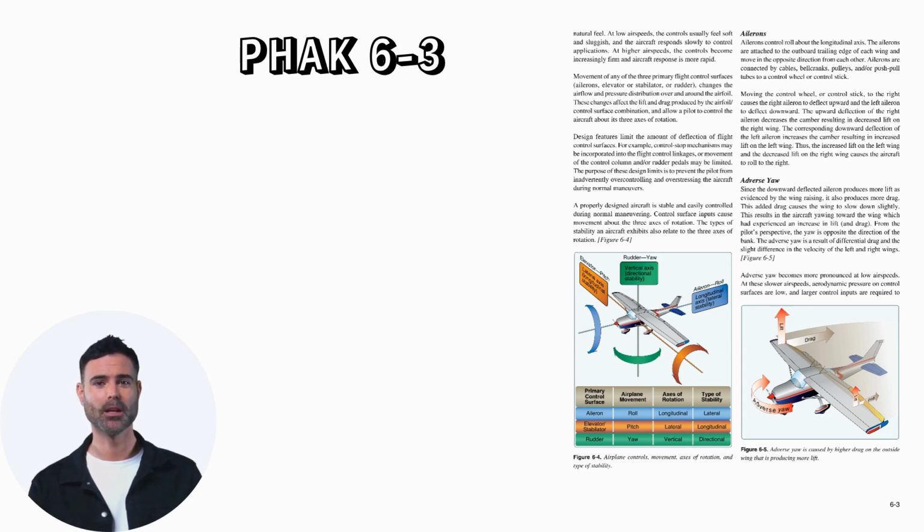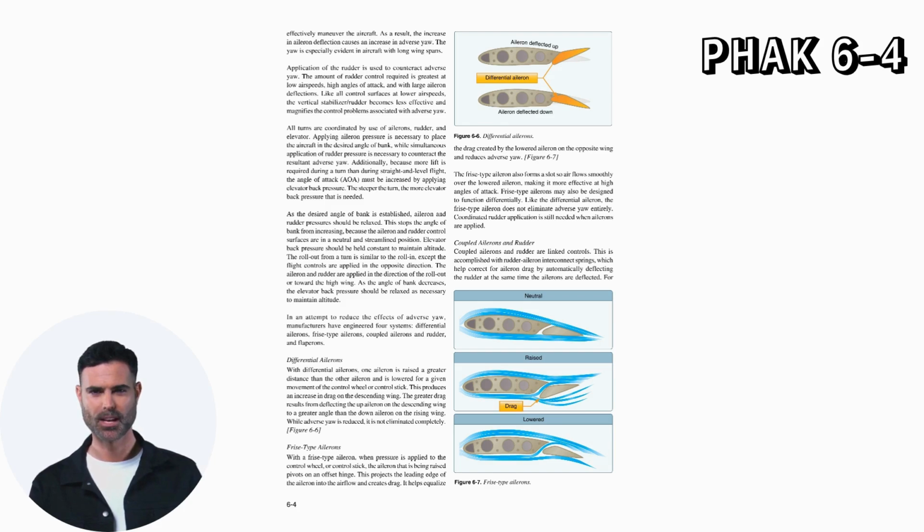The adverse yaw is a result of differential drag and the slight difference in the velocity of the left and right wings. Adverse yaw becomes more pronounced at low airspeeds. At these slower airspeeds, aerodynamic pressure on control surfaces is low, and larger control inputs are required to effectively maneuver the aircraft. As a result, the increase in aileron deflection causes an increase in adverse yaw. The yaw is especially evident in aircraft with long wingspans.